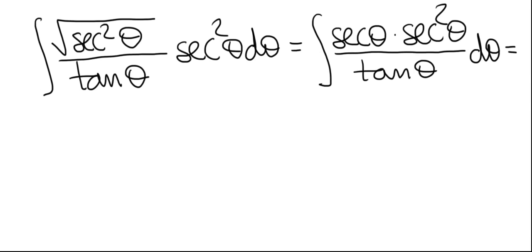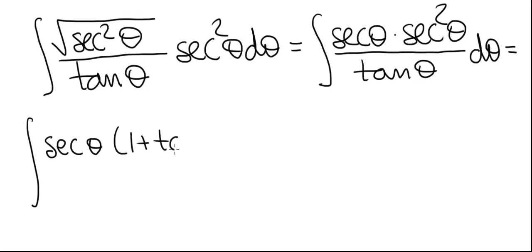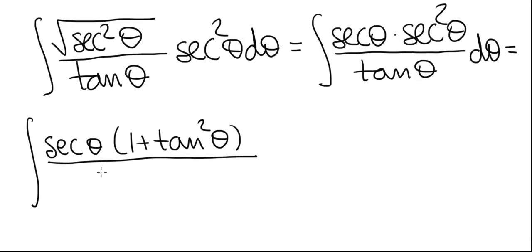Now at this point it's tempting to express secant times secant squared as secant cubed, but that is not needed because we are going to use a trig identity on secant squared to solve this problem. So we're not going to write secant cubed, we'll just write secant theta, and then secant squared we'll write as 1 plus tangent squared of theta divided by tangent theta d theta.